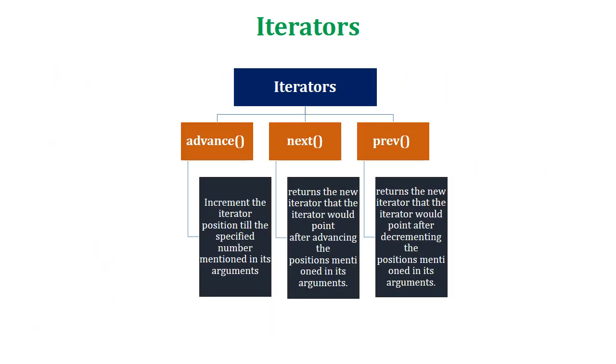And next, some additional functions, for example advance, next, and previous. The advance function will increment the iterator position by the number specified in the argument. The next function will return the new iterator that would point after advancing the position by the number in the argument. Previous will return the new iterator that would point after decrementing the position by the number in the argument.